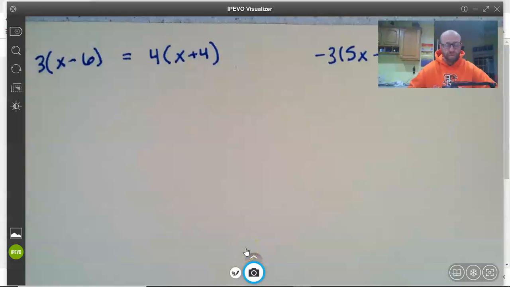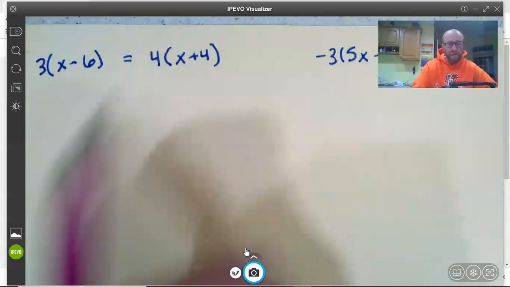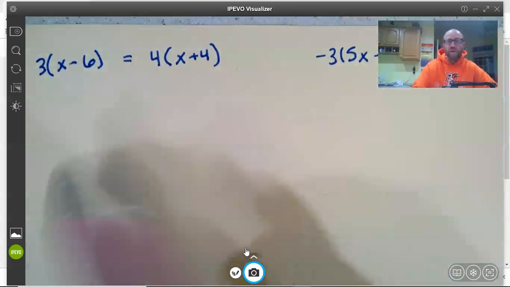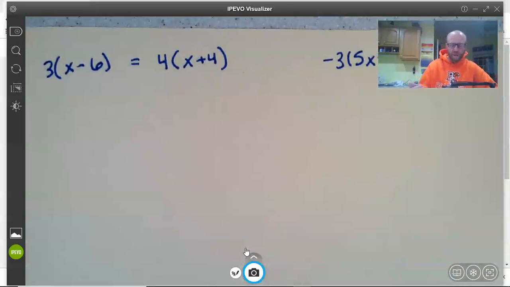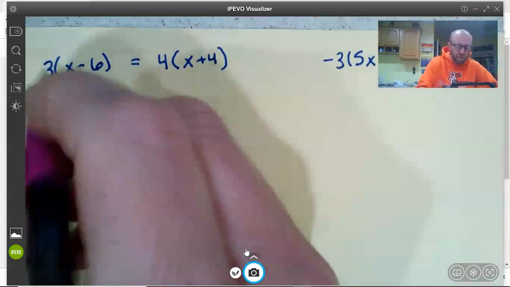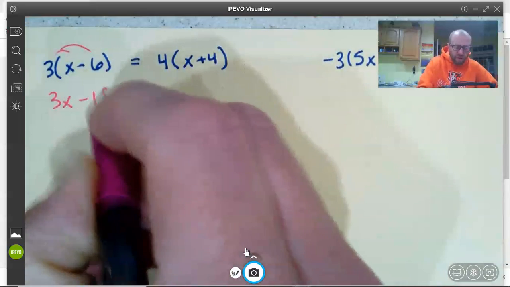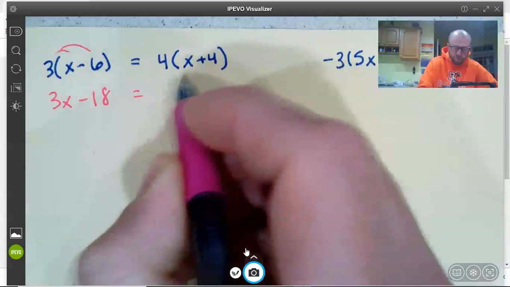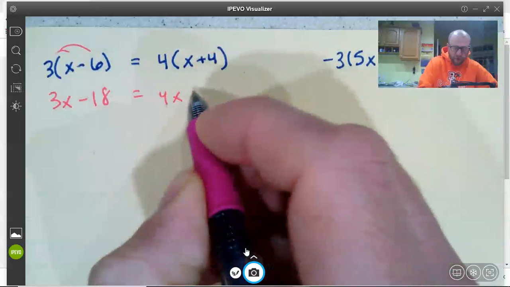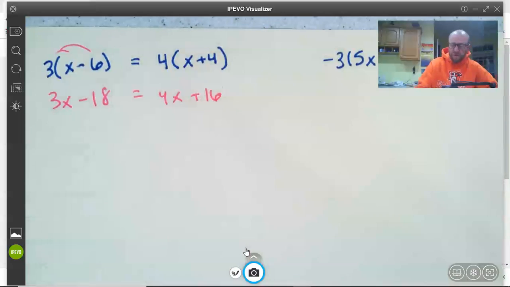All right, well, let's solve a couple of equations here. We've got what looks like an expression on either side that involves distributive property. Probably the easiest thing to do here would be to open up both pairs of parentheses using distributive property. So let's see, 3 times x is 3x, 3 times negative 6 is negative 18, 4 times x is 4x, and 4 times 4 is 16.